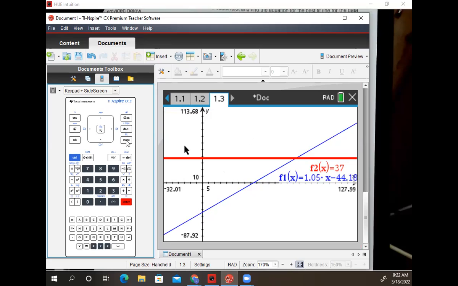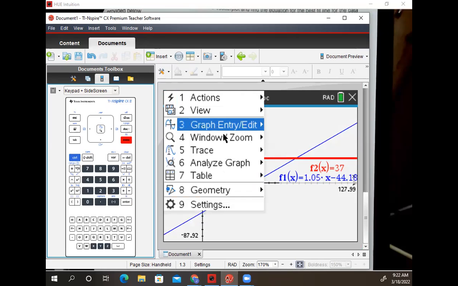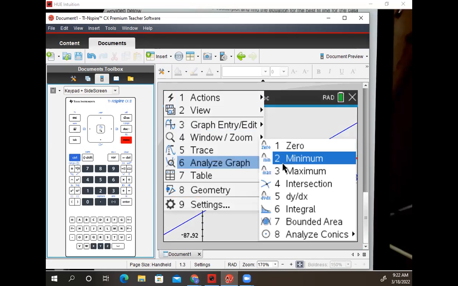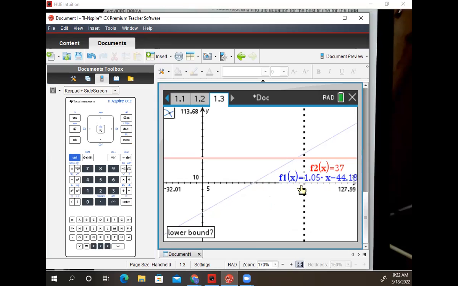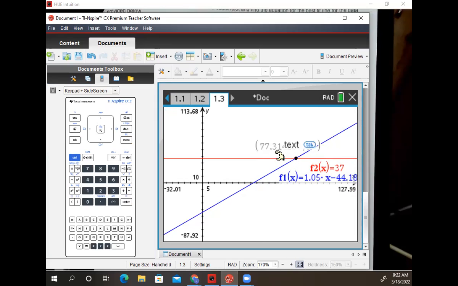So then to find that intersection point, I would hit menu, go down to analyze graph, and I'm looking for the intersection of those two lines. So that would be here. We got 77.31, same thing that we got algebraically. Again, for a linear function, maybe you don't need to mess with this, but for something a little more complicated, maybe an exponential function or a messy polynomial, this might be an easier option.